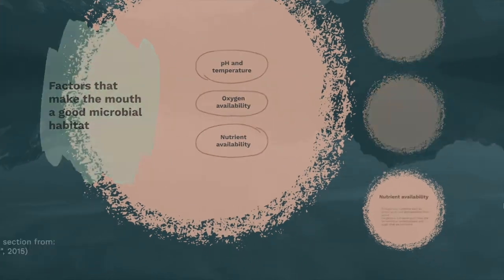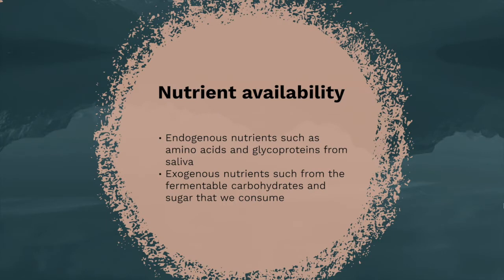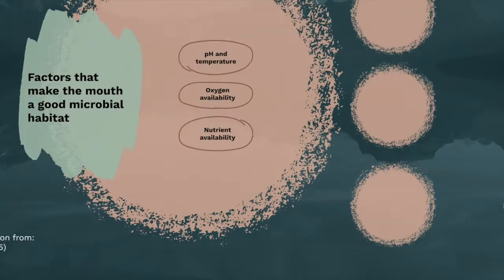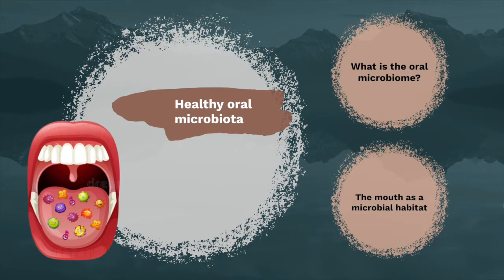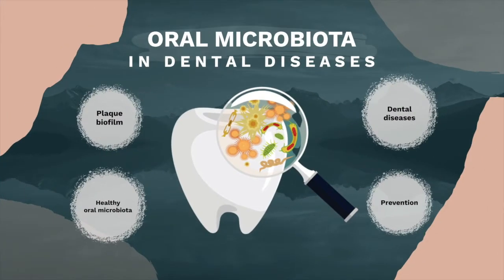Nutrients in the mouth exist in the form of either endogenous nutrients, such as amino acids and glycoproteins from the saliva, or exogenous nutrients, such as fermentable carbohydrates from the food we consume. A healthy oral microbiota can mean different compositions of microorganisms for different people. However, when plaque and tartar grows on the oral surfaces, it can lead to some of these bacteria becoming pathogens or inviting other pathogenic organisms into the oral cavity.